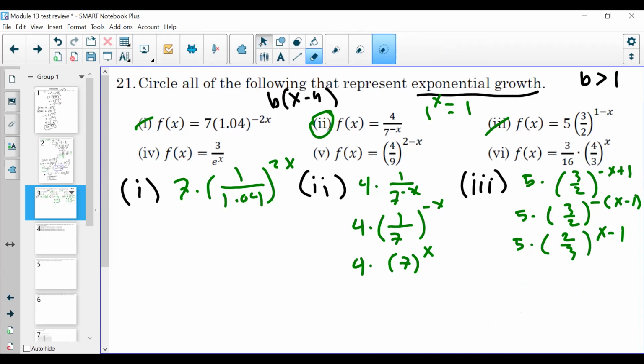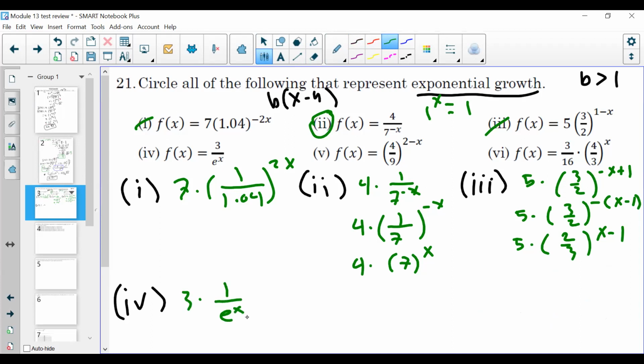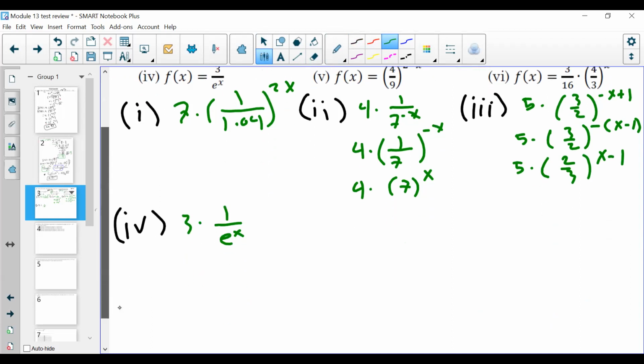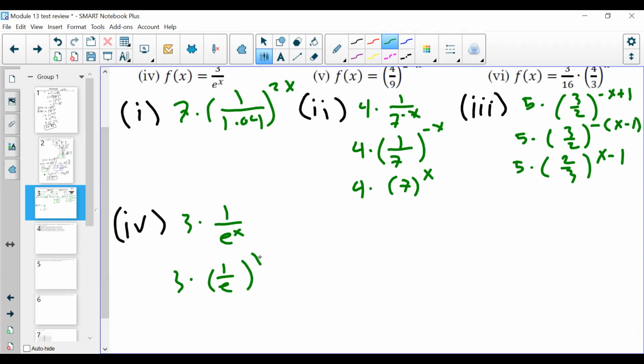All right, let's go on to number 4. 3 to the negative x, well, that's just the same thing as saying 3 times 1 over e to the x power. And for the same reason we said before, 1 raised to x is going to be 1, so you can pull out an exponent of x out of 1 because it's not really doing anything.